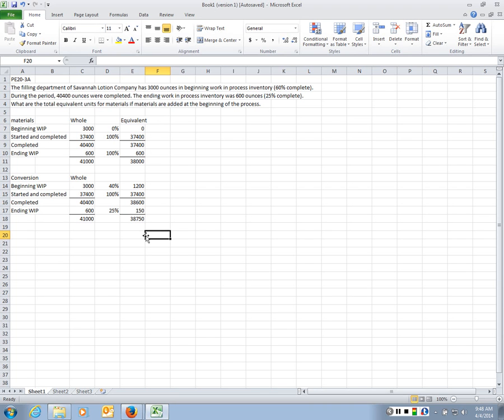So that kind of concludes what I want to talk about. I find that students have a real problem distinguishing between materials and conversion. On materials, once again, it's always going to be 0, 100, 100. On conversion, the top one is going to be the difference in 100% minus what has already been completed. So 100% minus 60 gave us 40. Started and completed is always 100. And the ending work in process is always the percent that's given, and then you just multiply across.